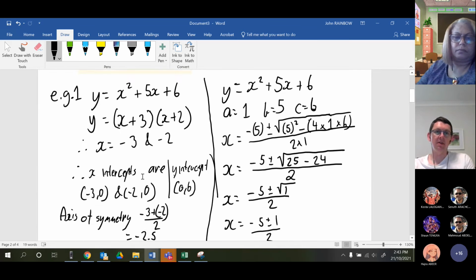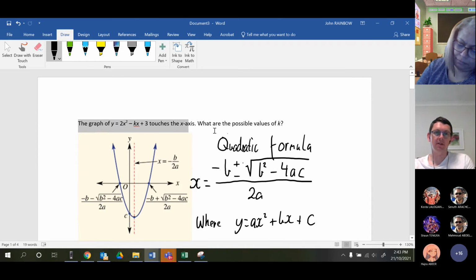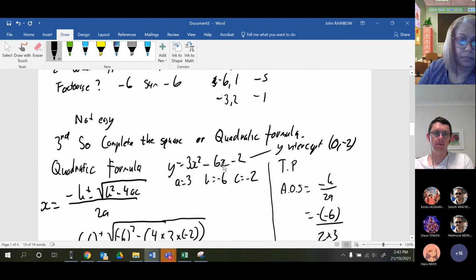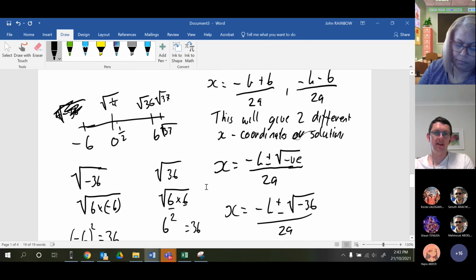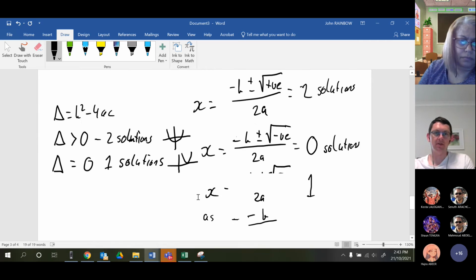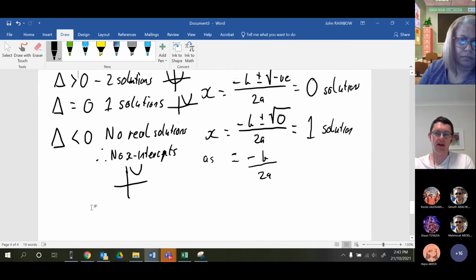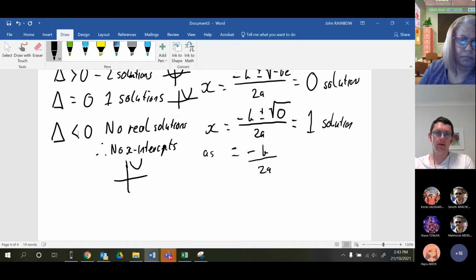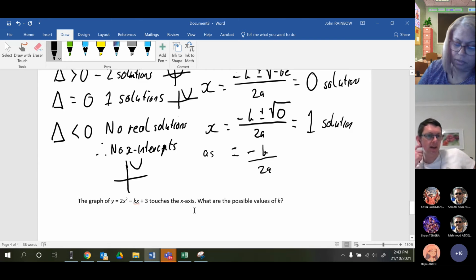Let's throw you guys in the deep end. Let's try this question. So that is the discriminant, and that's what the discriminant tells us about how many solutions there are. So the graph of y equals 2x squared minus kx plus 3 touches the x-axis. I'll give you guys a bit of a hint. If it touches the x-axis, how many solutions will it have?